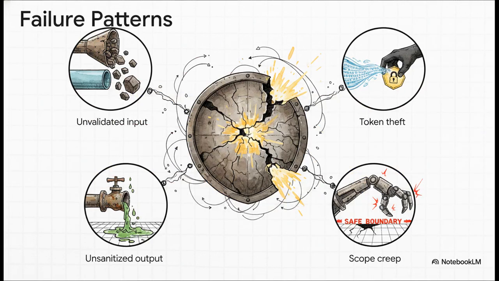When those trust boundaries inevitably fail, we see a few very specific patterns pop up in production environments. We're talking plugins taking unvalidated user input, plugins lazily using the model session token for authentication, which, by the way, totally opens the door for token theft via injection, massive scope creep, and of course, passing output directly between different plugins without any sanitization at all.